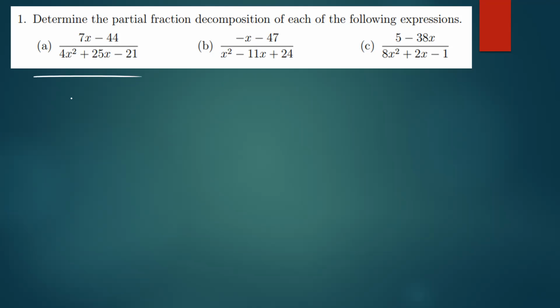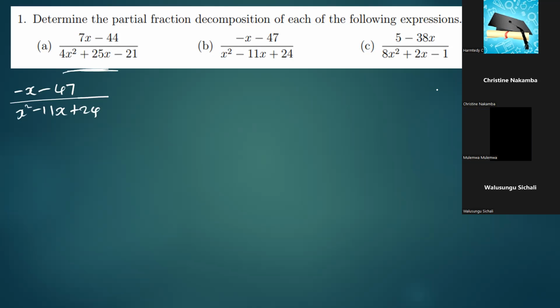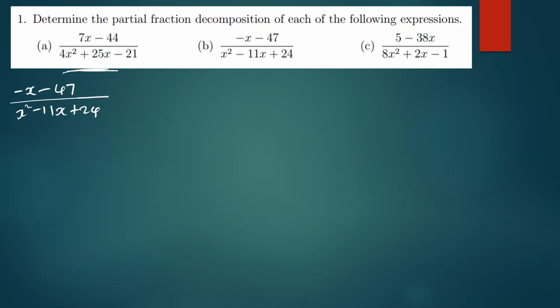The second one there is negative x minus 47, everything over x squared minus 11x plus 24. This question, you solve it in a similar way to how I solved the previous one. How do you know what to do? You first have to try and factorize the denominator. So let us try to do that.